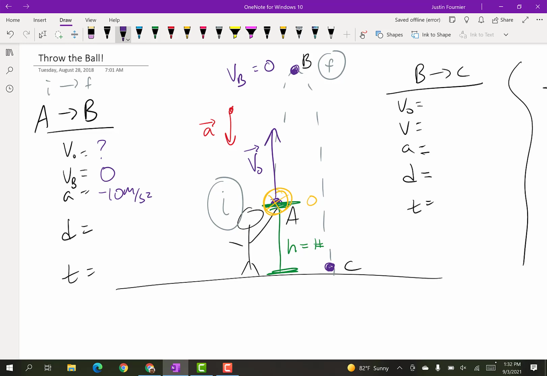Do I know the displacement? Do I know how far it went? Nope, don't know that. And I don't know the time either, right? So, all right, that's about as far as I can go. I think I'm out of luck. I don't think that's going to get me anywhere.